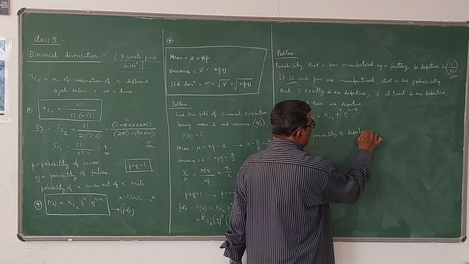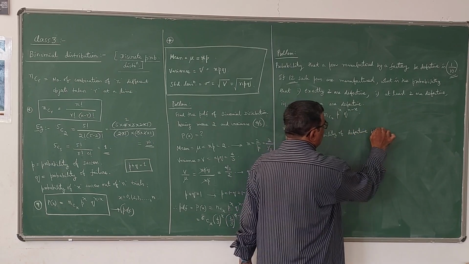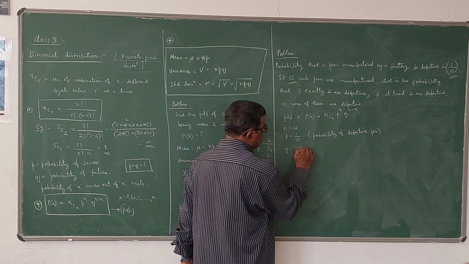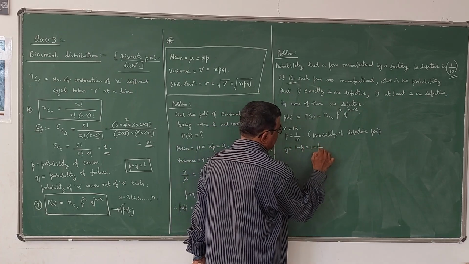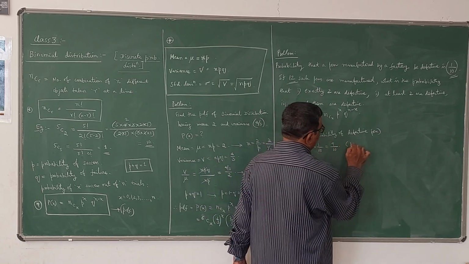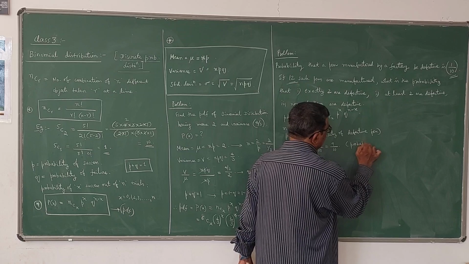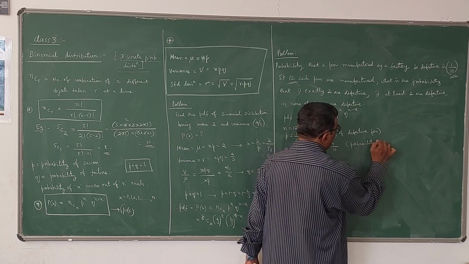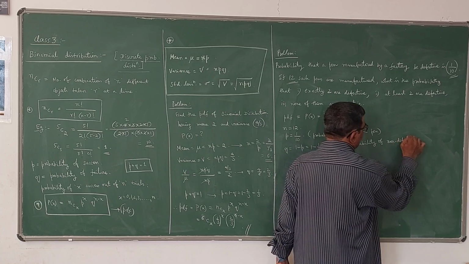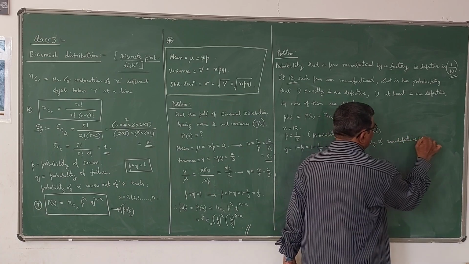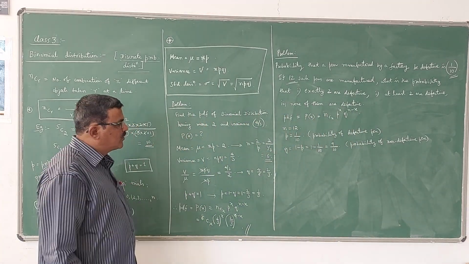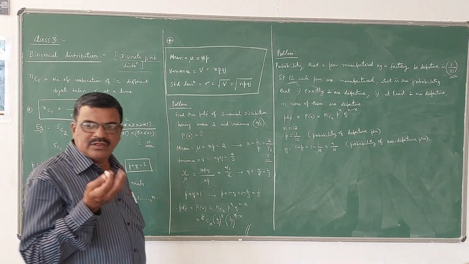ಅರ್ಥ ಆಗ್ತಿದೆಯಾ? ಈಗ non-defective pen Q is 1 minus P, that is 1 minus 1 by 10, which is 9 by 10. This is the probability of non-defective pen. ಅರ್ಥ ಆಯ್ತಾ? ಡಿಫೆಕ್ಟಿವ್ ಕಡಿಮೆ, non-defective ಜಾಸ್ತಿ 90%. ಒಂದೇ ಒಂದು ಡಿಫೆಕ್ಟಿವ್ ಇದ್ದರೆ ಉಳಿದುದೆಲ್ಲ ನಾನ್ ಡಿಫೆಕ್ಟಿವ್ ಇರುತ್ತೆ.